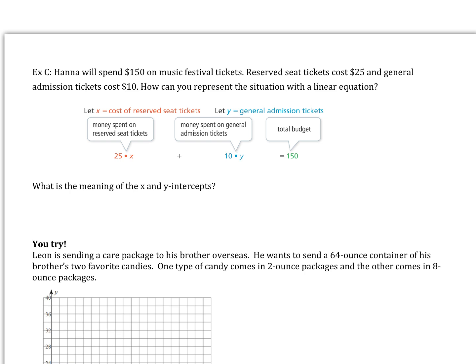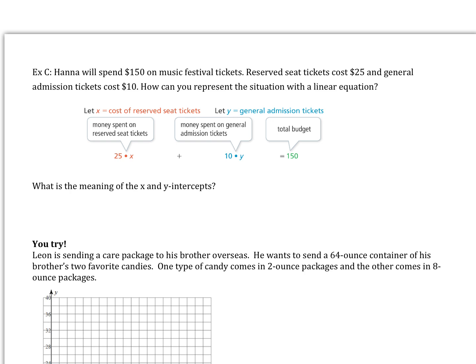So Hannah will spend $150 on music festival tickets. The reserved seat tickets cost $25 and general admission is $10. I don't know what concert or festival is that cheap, but whatever. I didn't make this up. It should be like $250 for the reserved seats and $100 for general admission. That's more realistic, but that's okay.